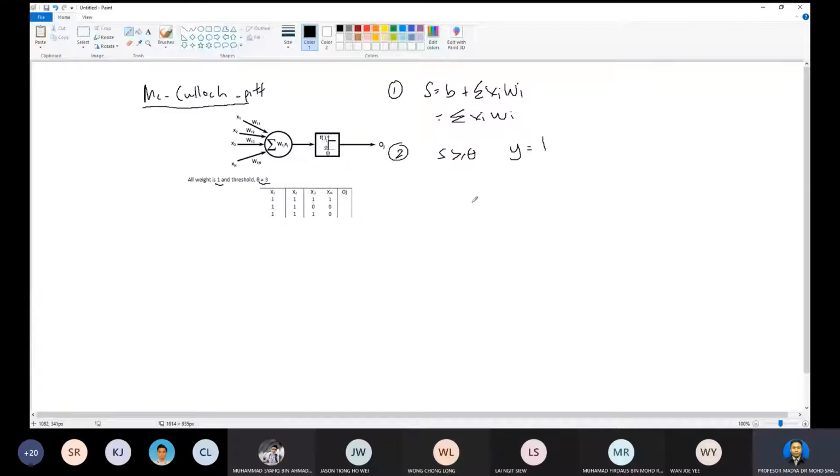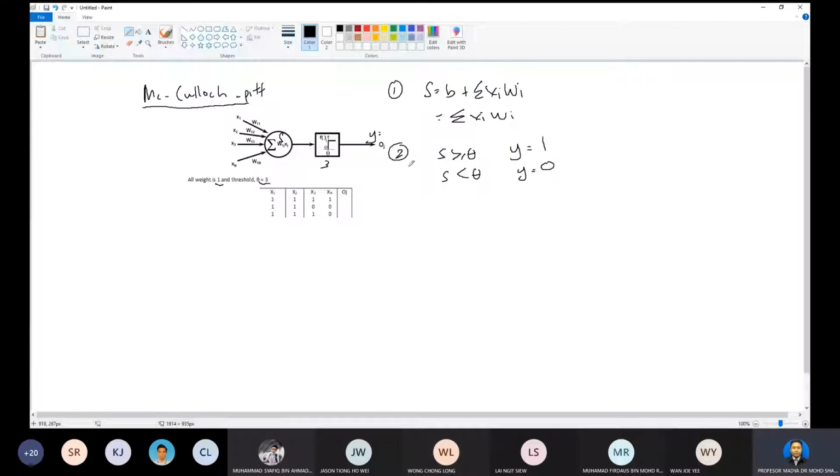If S is less than the threshold, Y equals 0. So that is how to get the output. That is the step for McCulloch-Pitts. McCulloch-Pitts is straightforward. Just first calculate the S, the net input, then compare with the threshold. Here the threshold is set to 3. Then the output will be here.